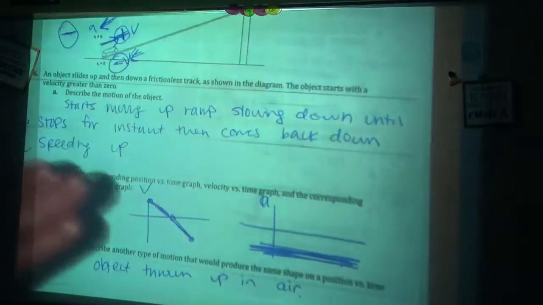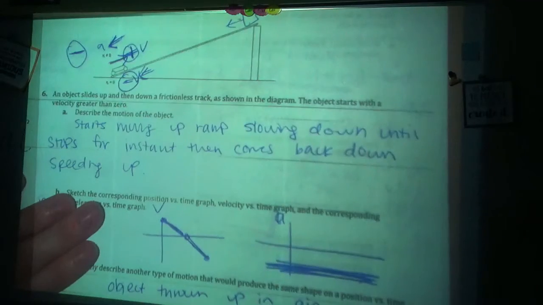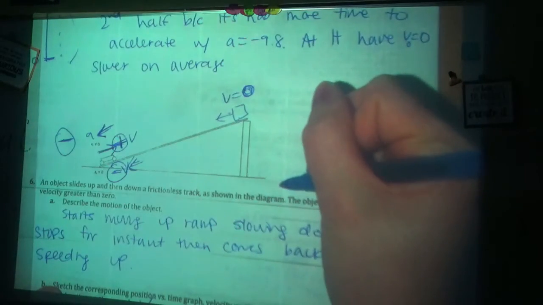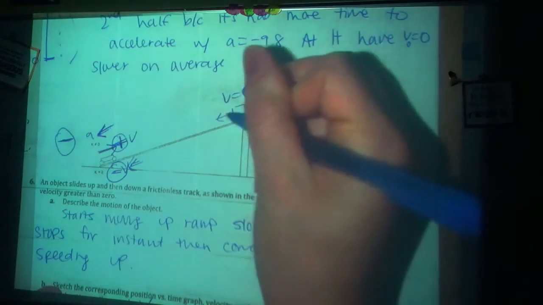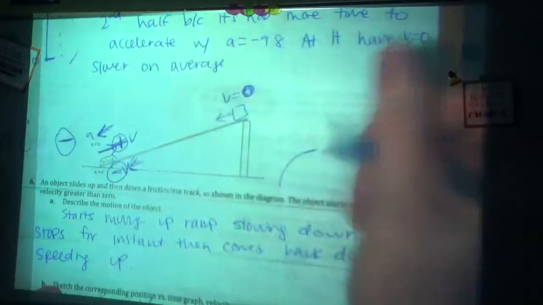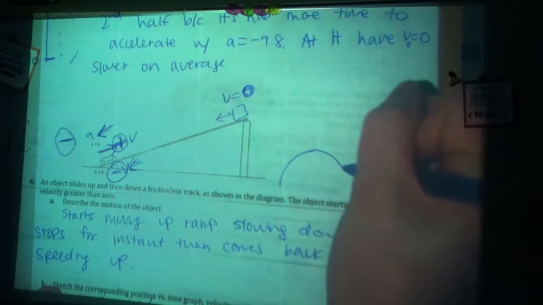And then lastly, the position. So I want it to be going in the positive direction, but getting slower, so that would be getting flatter like this. And then on the way back, I have a negative velocity, it's going in the negative direction, and it's getting faster, so it should be getting steeper, which is where I get this position graph.